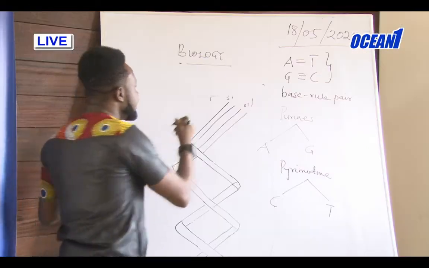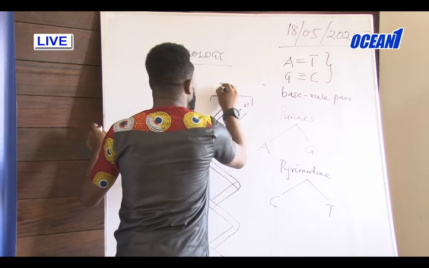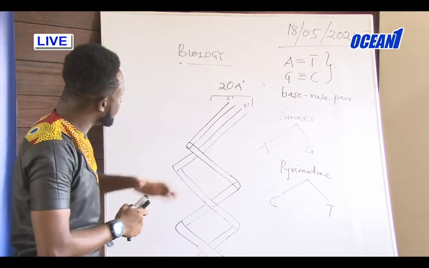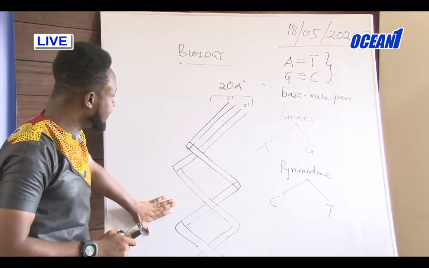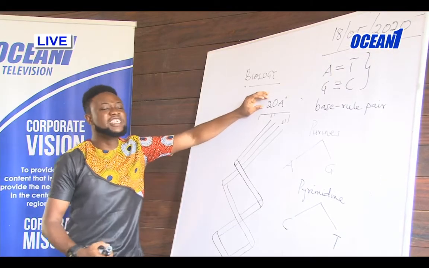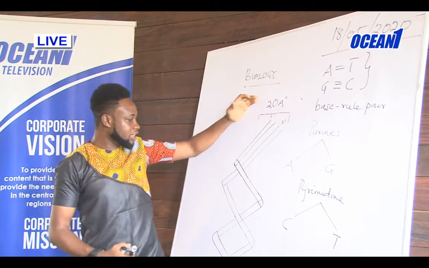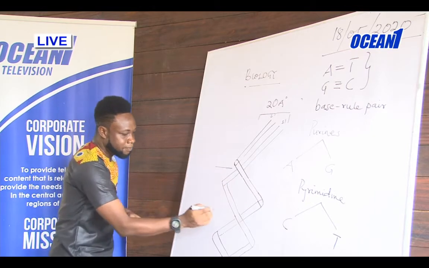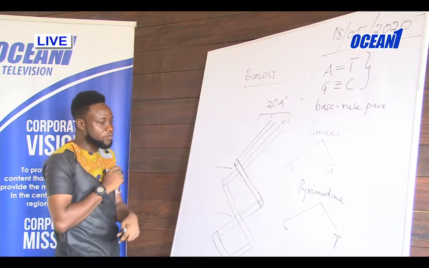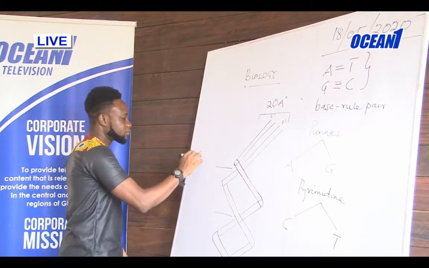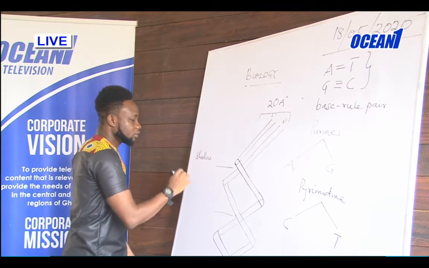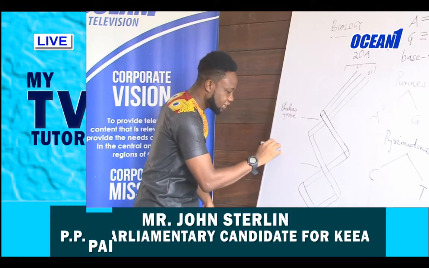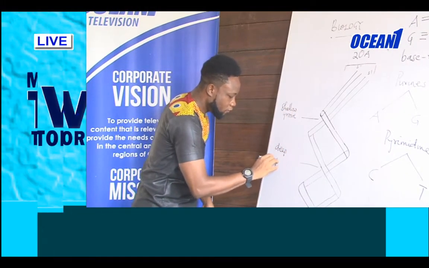Now, still on the structure, the diameter of the DNA is known to be 20 Angstrom. Then you could see one shallow groove here, and you can see one groove here. So this is known as a shallow groove, whereas this is known as a deep groove.